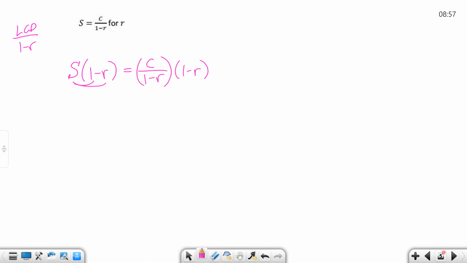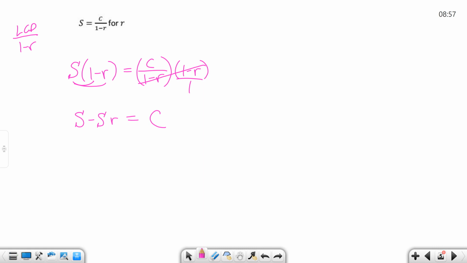Okay? So then here, this is over 1, and these divide out. So I'm left with just C here. And over here, because I'm solving for r, I don't want 1 minus r in parentheses. I want to distribute. So I get S times 1 is S, and S times negative r is minus S r. And I'm solving for r. So look, I don't want this term to be negative. You can leave it over here if you want to. I don't want it to be negative. It is going to give me an extra step here.